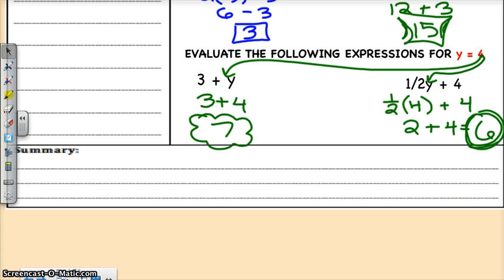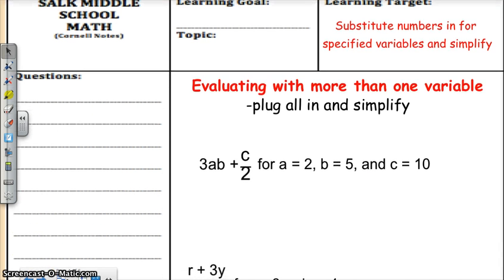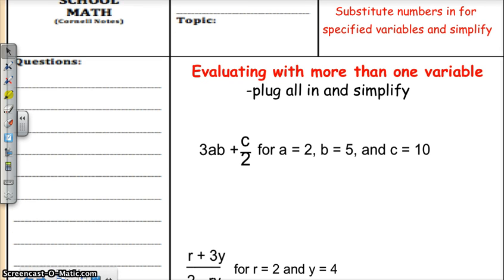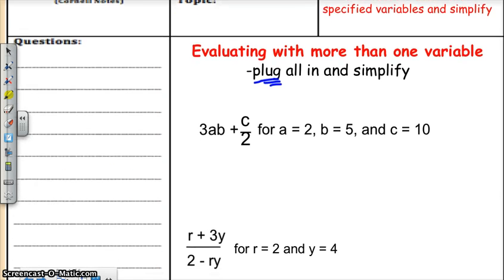So we got the first part of evaluating done. The next concept, we are increasing difficulty level slightly. We're doing evaluating with more than one variable. All you do when you evaluate for more than one is the same technique. You plug everything in. That's it. You also have to remember that if you have letters sticking to each other, it means that you are multiplying, okay? So all you have to do is plug in all and simplify it.